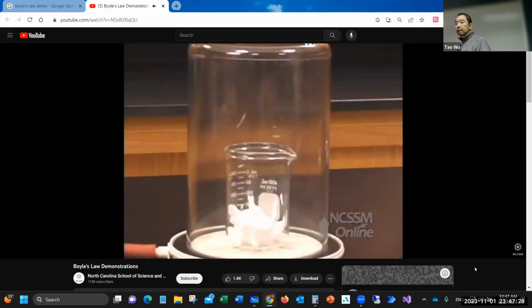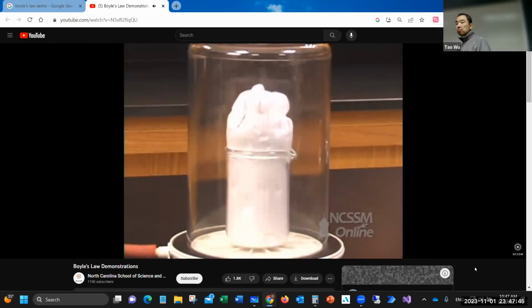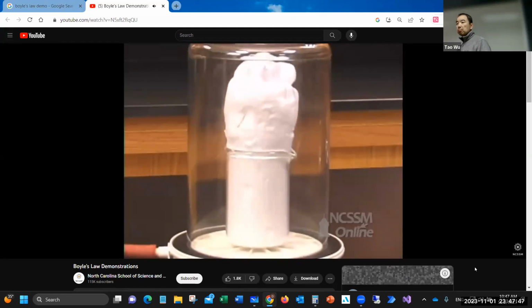As another illustration of Boyle's law, we will put some shaving cream into our vacuum jar. The shaving cream contains air trapped in a soap mixture. As we apply a vacuum, the pressure outside is lower than the pressure inside. The shaving cream will expand to try and equalize the pressure. As you decrease the pressure, the volume increases.